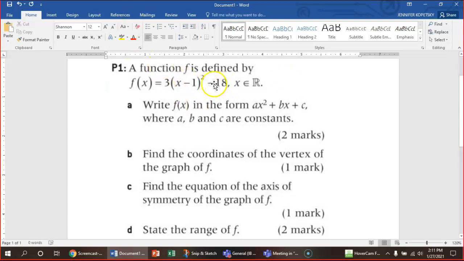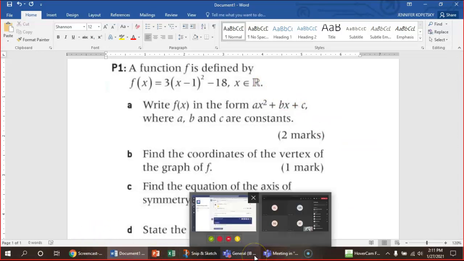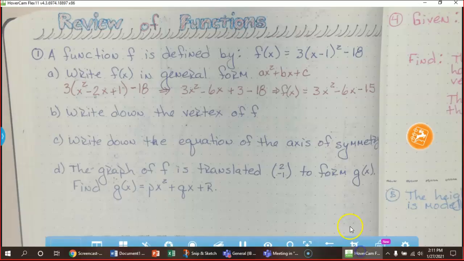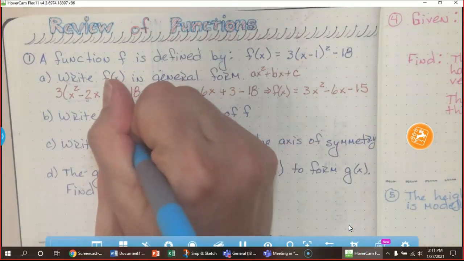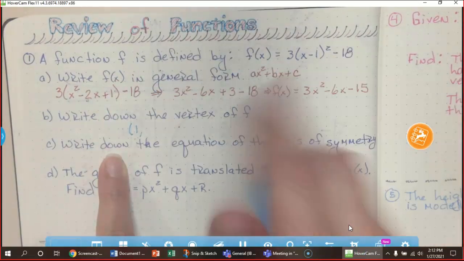Check this out. This is my H and K form up here. So, what's H? What's K? Try again. What's H? 1. Remember, it's inside the parentheses, so it's got to be the opposite. What's K? Negative 18. I love it. So, the vertex is going to be 1, comma, negative 18.